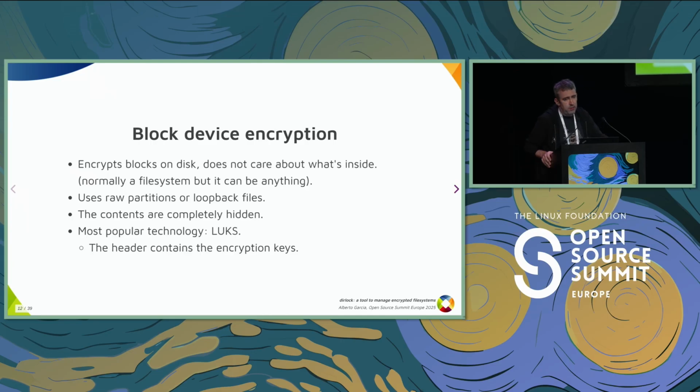In Linux, the most popular implementation of this is LUKS, or Lux. I will say Lux, sorry. And in LUKS, the header contains the encryption keys. So when you want to unlock the volume, you need to get the encryption keys from the header, and then you are able to use the volume.